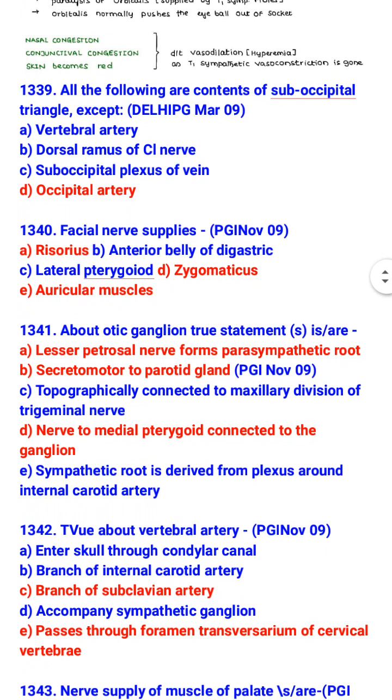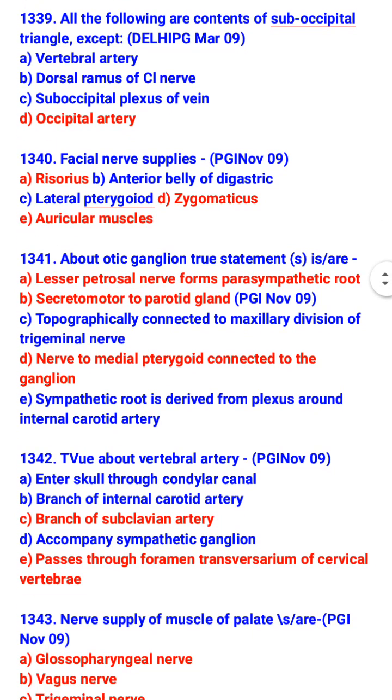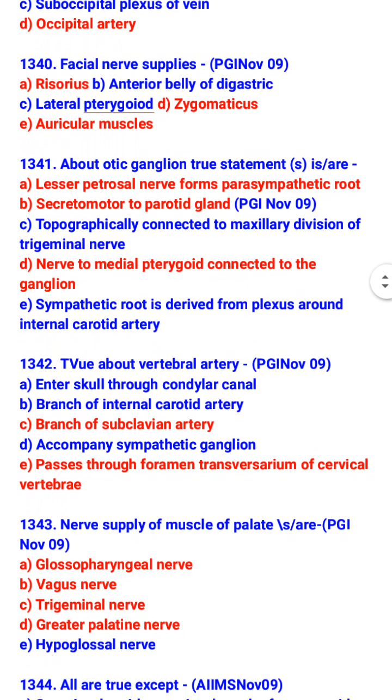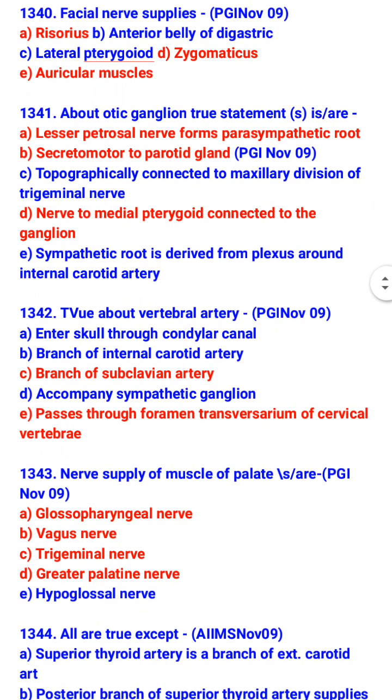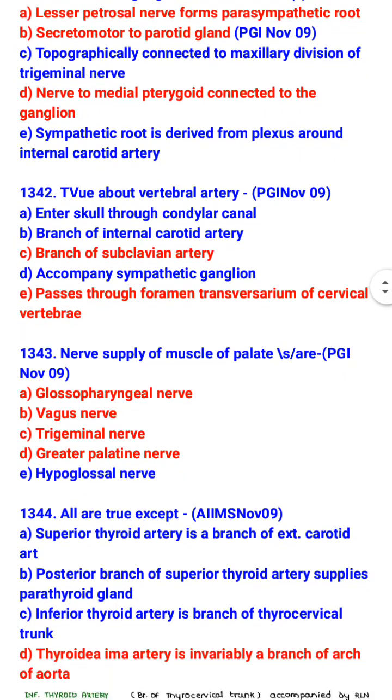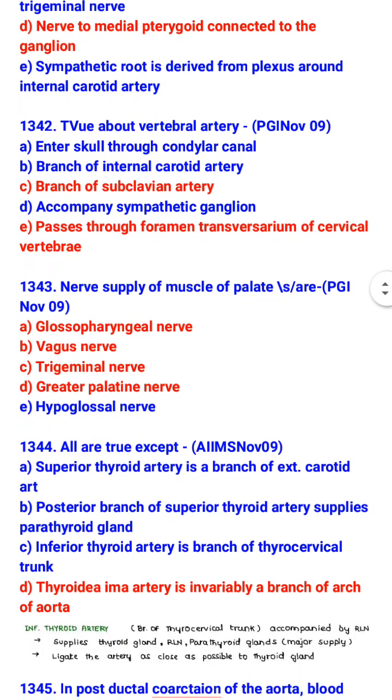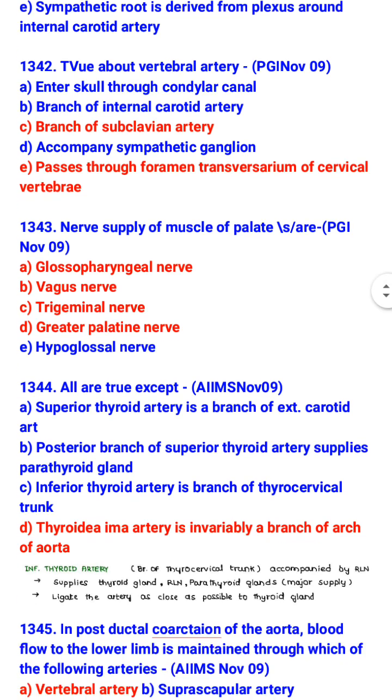About otic ganglion, the true statement is lesser petrosal nerve forms the parasympathetic root, secretomotor to parotid gland, and nerve to medial pterygoid is connected to the ganglion. True about vertebral artery, it is a branch of subclavian artery and it passes through foramen transversarium of cervical vertebrae. Nerve supply of the muscles of palate is glossopharyngeal nerve, vagus nerve, trigeminal nerve, and greater palatine nerve.